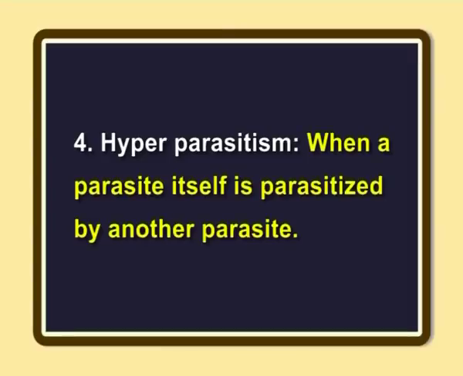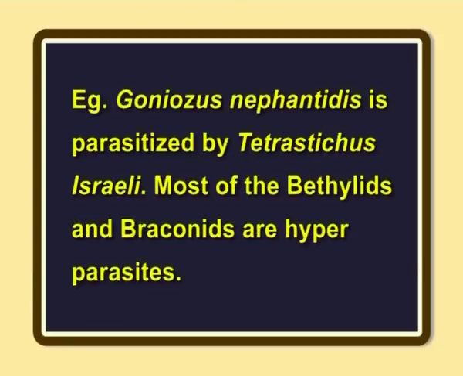Hyperparasitism: when a parasite itself is parasitized by another parasite. Example: Goniozus nephantidis is parasitized by Tetrastichus israeli. Most of the bethylids and braconids are hyperparasites.